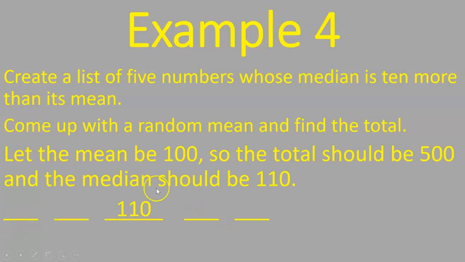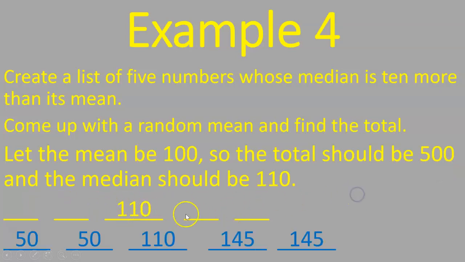So I created a list of 5. I intentionally put 110 in the middle, keeping in mind that they've got to add to 500. So I need to put 2 numbers that are smaller than 110 or could be equal to 110, but I've got to be careful. I don't want to make it to where I can't add up to 500. So what I did here was I just put a couple nice round numbers like 50 over here. So I know 50 and 50 makes 100. 100 and 110 is 210. And I split the difference. I need 290 more, so I just made them 145, 145. This is one of many possible answers to this question.